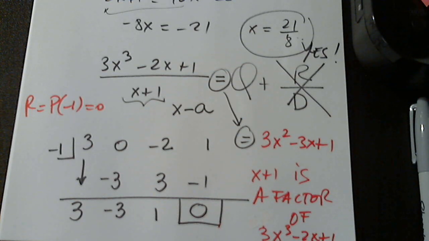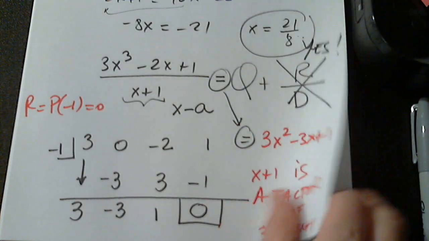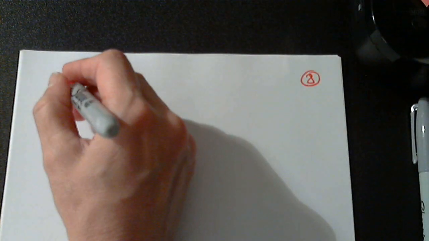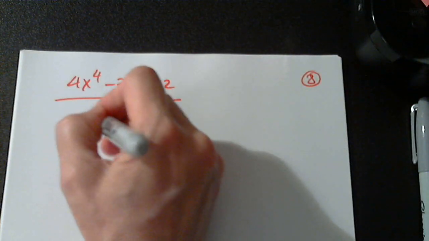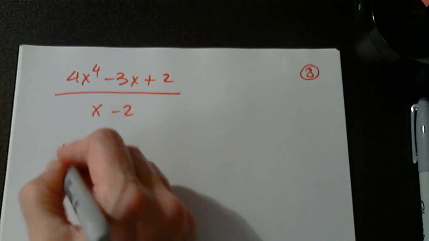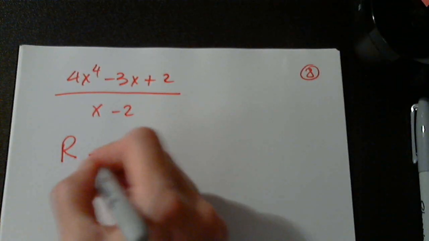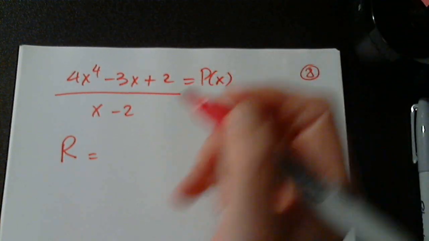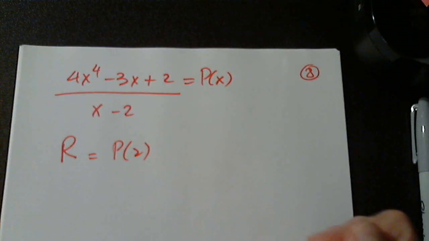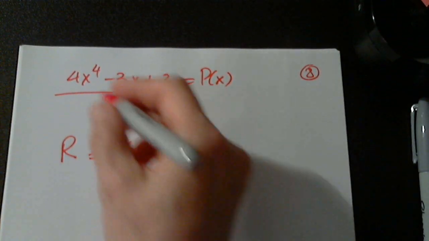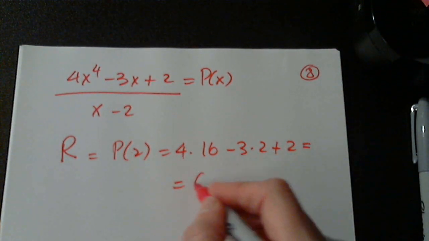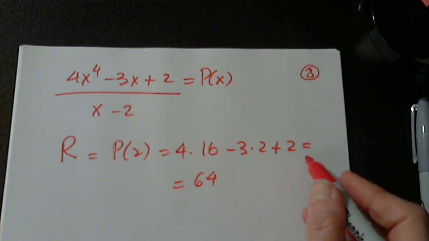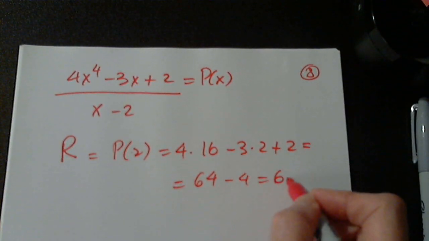So if I have, for example, this division, let's say I have 4x to the 4th minus 3x plus 2 divided by x minus 2. The remainder of this division, I'm going to call the top polynomial p of x, the remainder will be p of 2, whatever it is. 4 times 16 minus 3 times 2 plus 2. So 64 minus 6 plus 2, so it's 60.